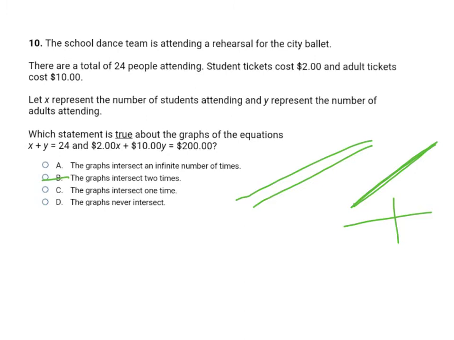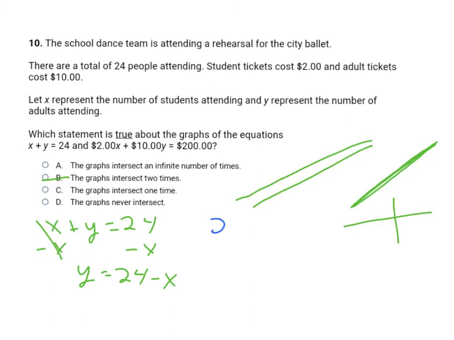So in order to see if they're the same line or not, we need to put them in slope-intercept form, which means we need to solve each of them for y. So my first equation is x plus y equals 24. To solve that for y, I just have to subtract x from both sides. These x's cancel, and I'm left with y equals 24 minus x.